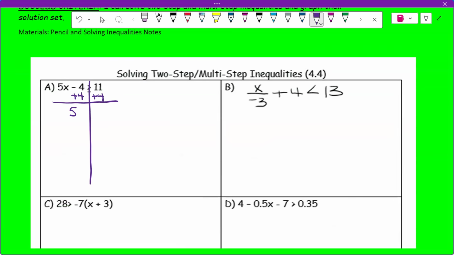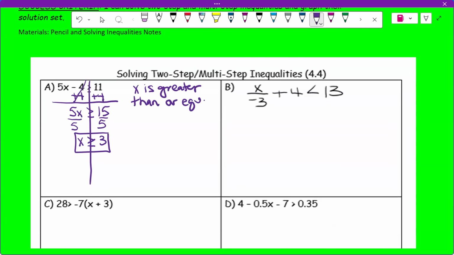So 5x comes down, our additive inverses cancel out, our inequality symbol stays on the line. 11 plus 4 is 15. We'll divide both sides by the coefficient of 5. X is greater than or equal to the quotient of 15 and 5, which is 3. We'll translate this. X is greater than or equal to 3.